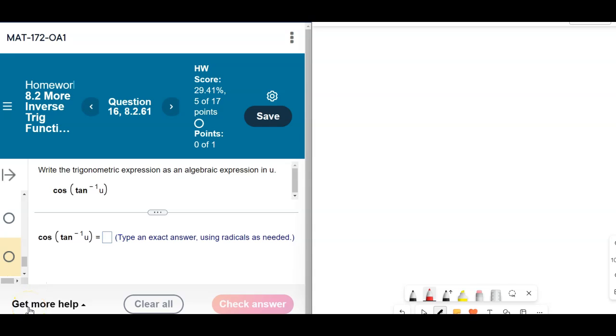Alright, so we've got a composition of the cosine function and the inverse tangent function, but there is no number on the inside of the inverse tangent function. So what we do here is the same process. We say the angle is the inverse tangent. Inverse trig functions are angles, so I'm just setting it up as if that's an unknown angle.